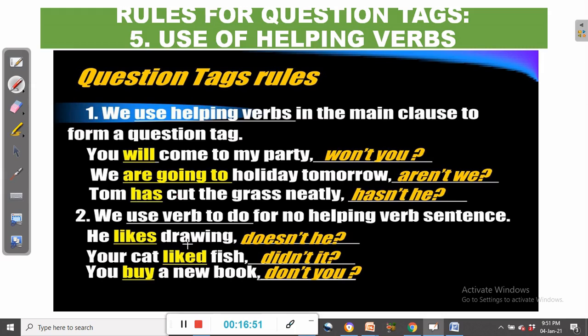For example, he likes drawing, doesn't he? Your cat liked fish, didn't it? You buy a new book, don't you? So where we have a lexical or main verb in the statement, then we use the appropriate form of do. All right.